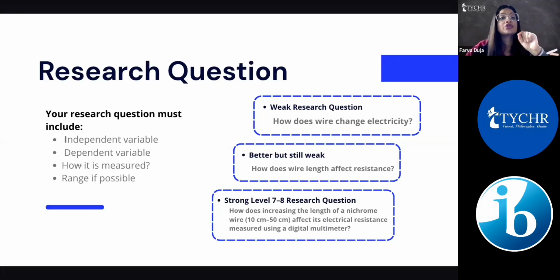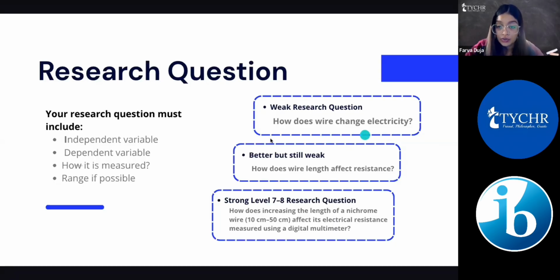So a research question is not a statement, it's a question, right? So you have to ask, what happens to resistance when the wire length increases/decreases? If you look at the 3 examples I have given you here, the first one is very obvious. We all know, how does wire change electricity? Now that doesn't make any sense. That's a very weak question. That question has no meaning, quite literally, okay?